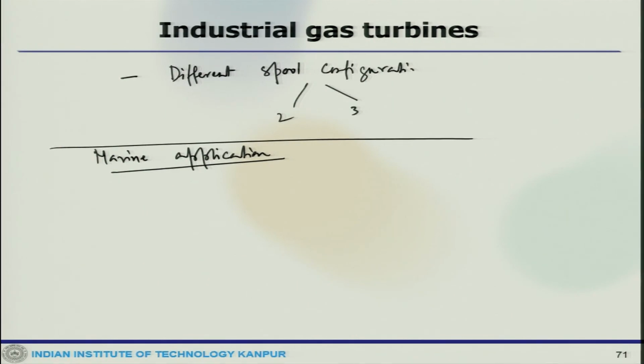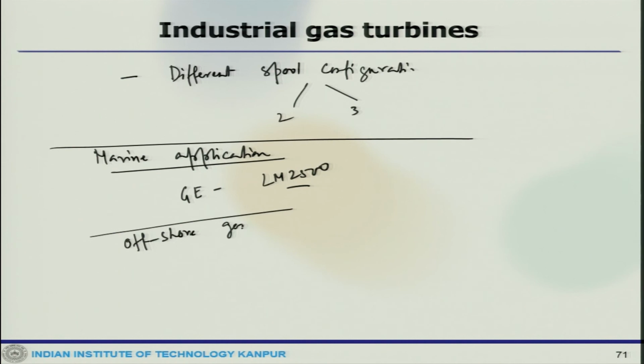Now, when you talk about the marine applications, there would be some other things like some of these engines, for example the General Electric LM2500, which has natural gas powered fuel. It also has a compressor, combustor, HPT.